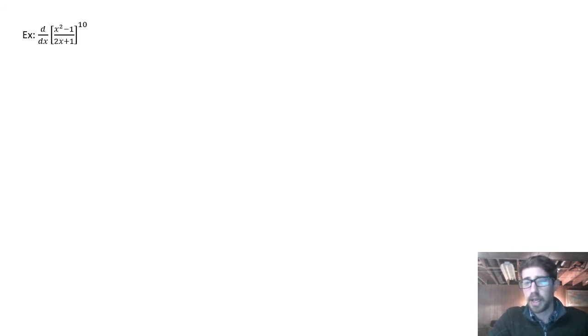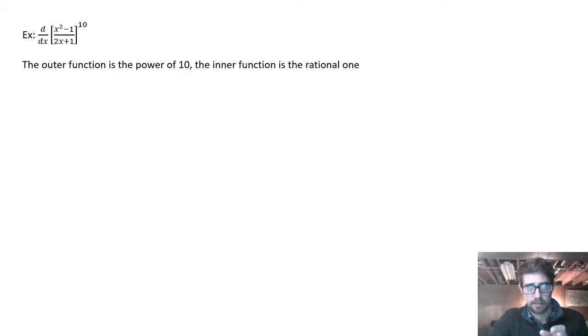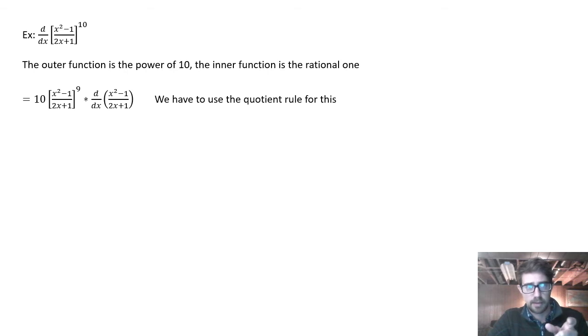And let's use that again. So now we have a quotient to the power of 10, right? We don't want to use the product rule 9 times. We want to just use the chain rule. So leave the inner thing alone. First the power comes down and then goes down by 1. So it's 10 times x squared minus 1 over 2x plus 1 to the 9th times whatever the derivative of x squared minus 1 over 2x plus 1 is.